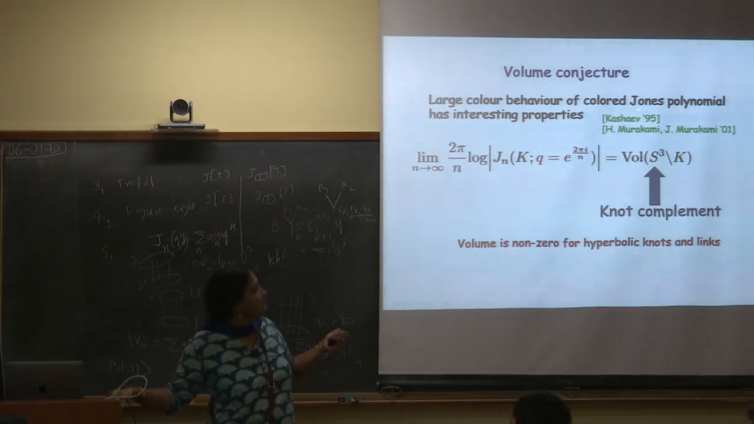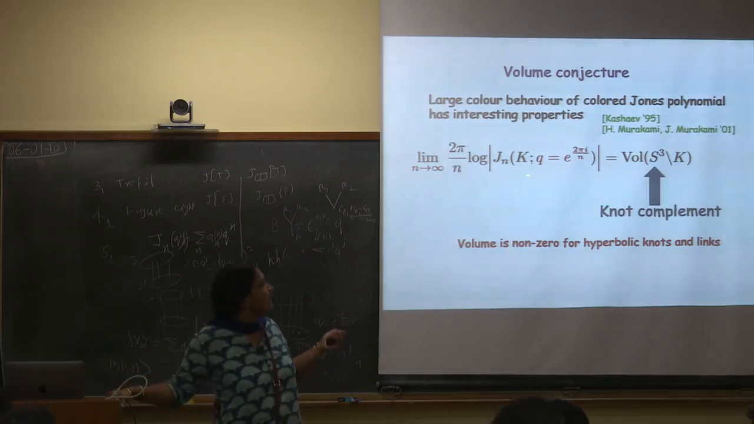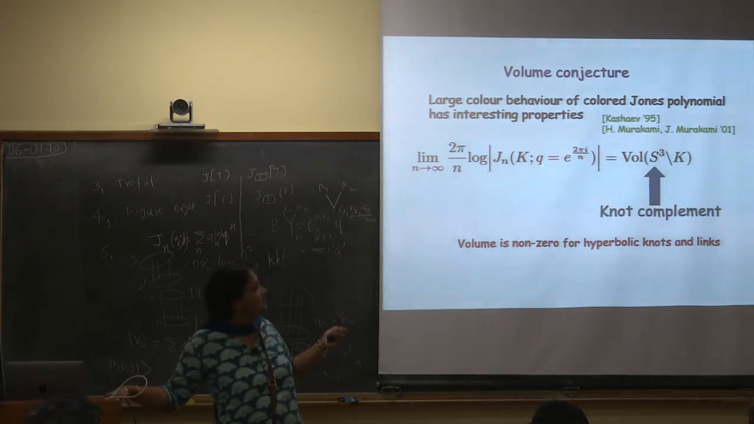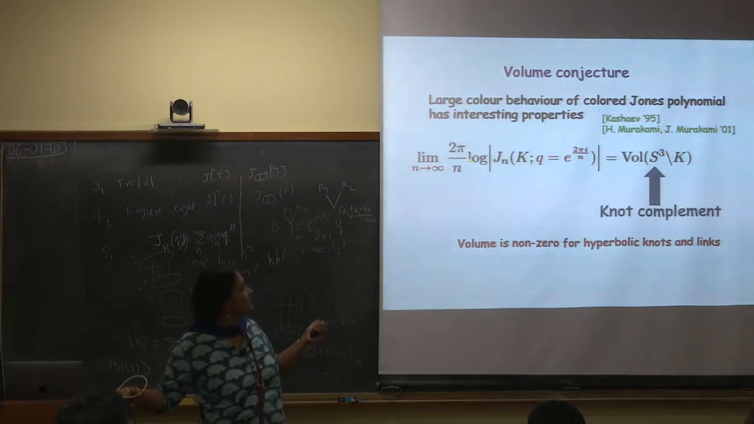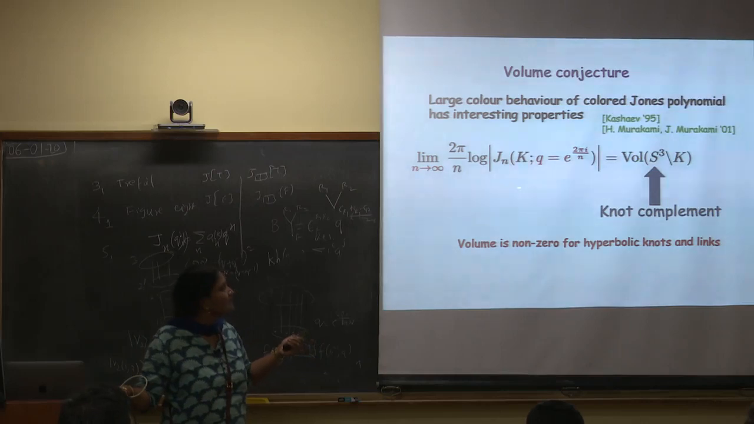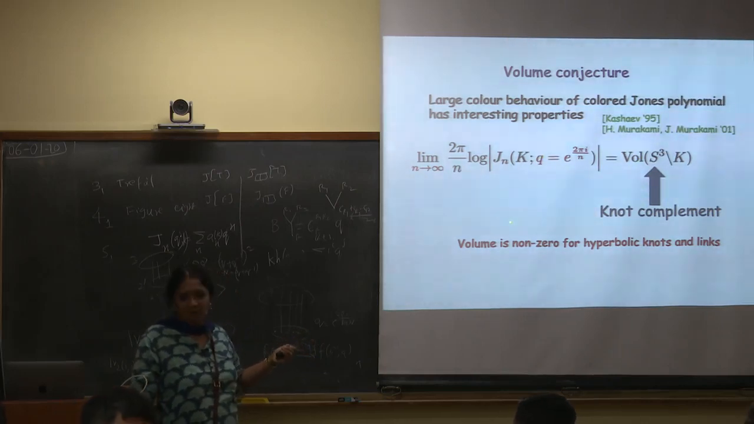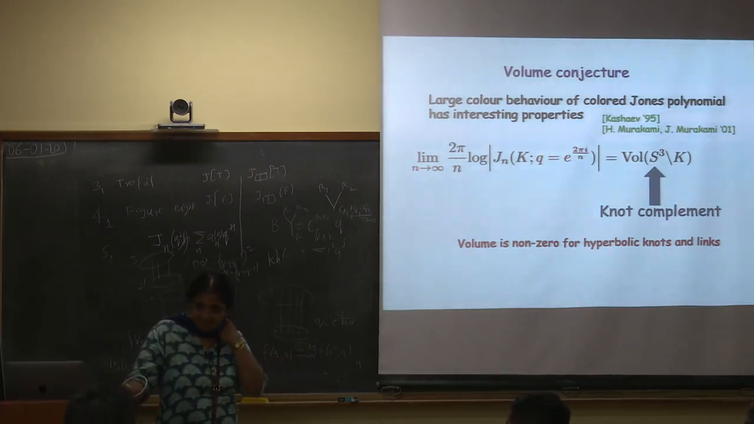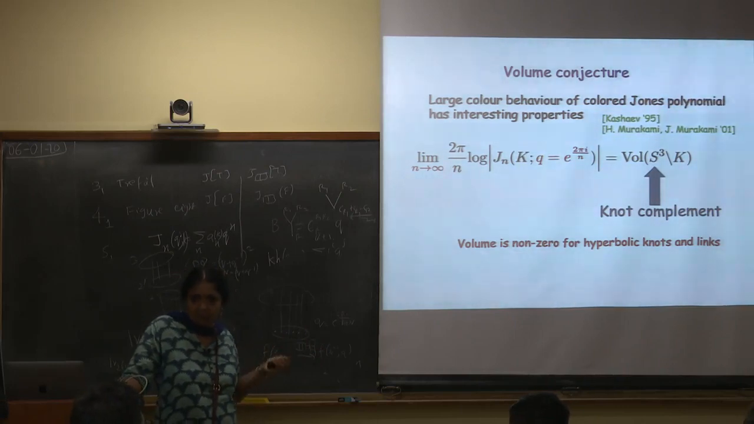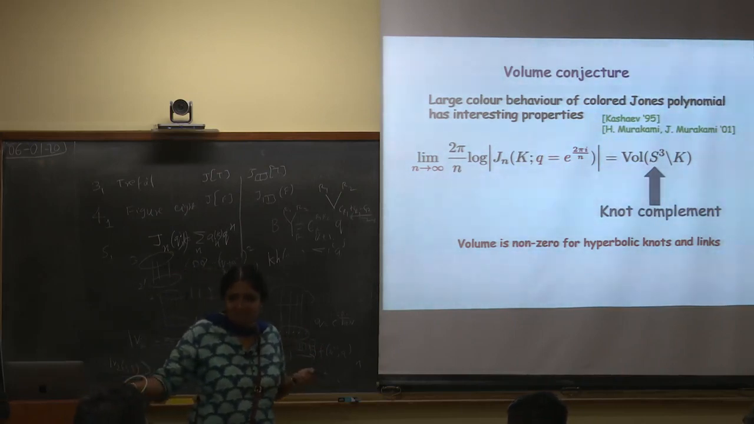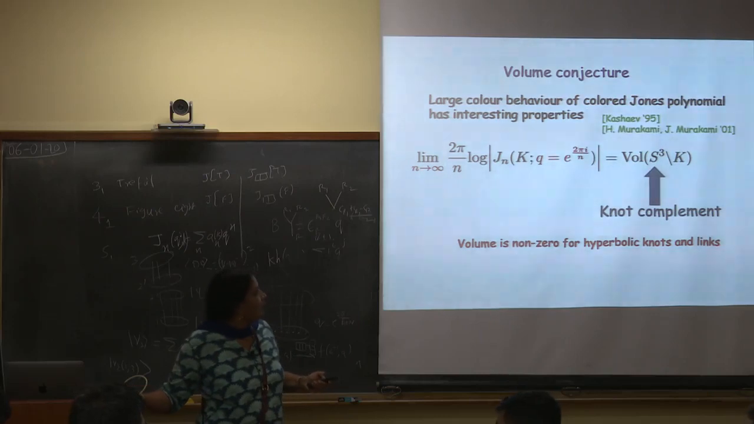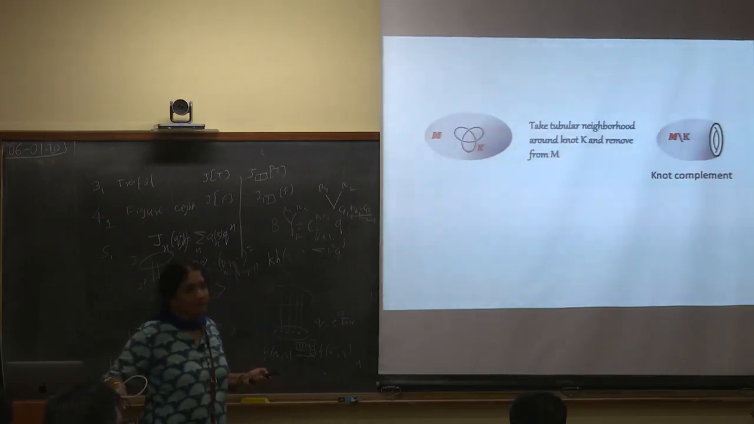The only thing here is, I just asked him why he did this, and he says that if you write the large color behavior, you can rewrite it in dilogarithms, and dilogarithms have information about volume. Then he proved it for one example and it worked for many examples. Okay, so I think I should stop here.